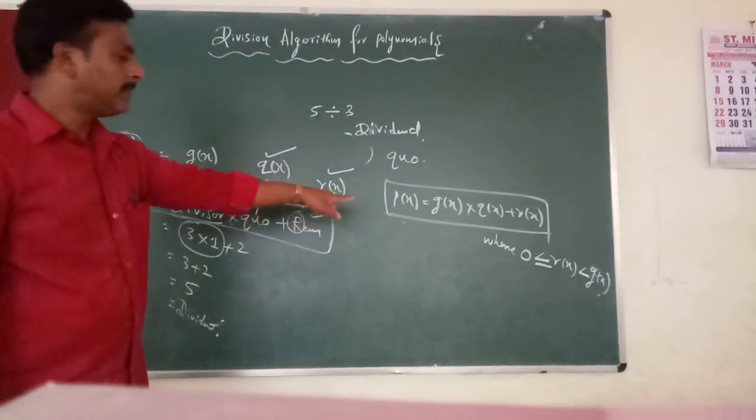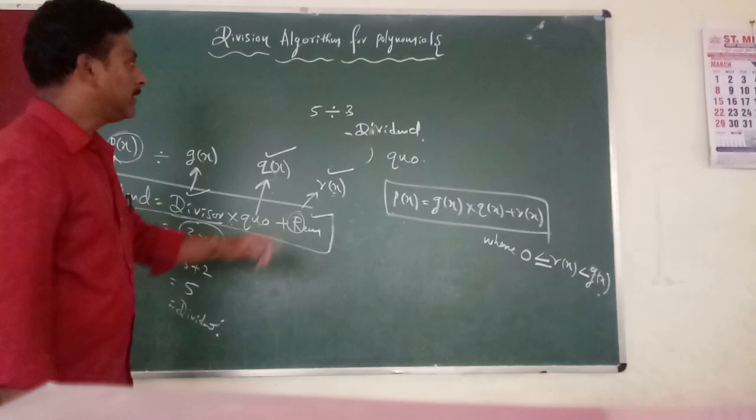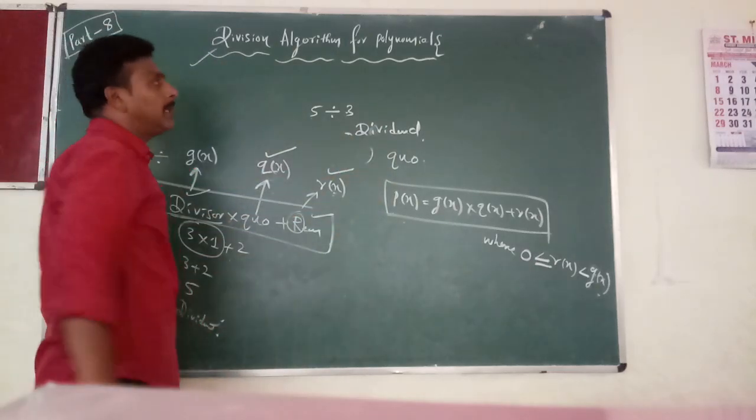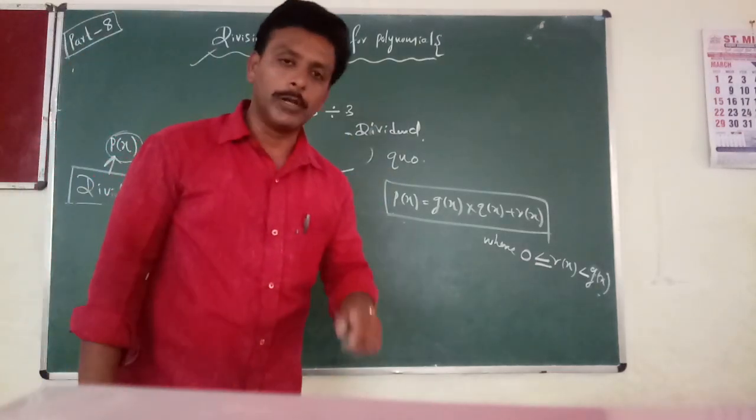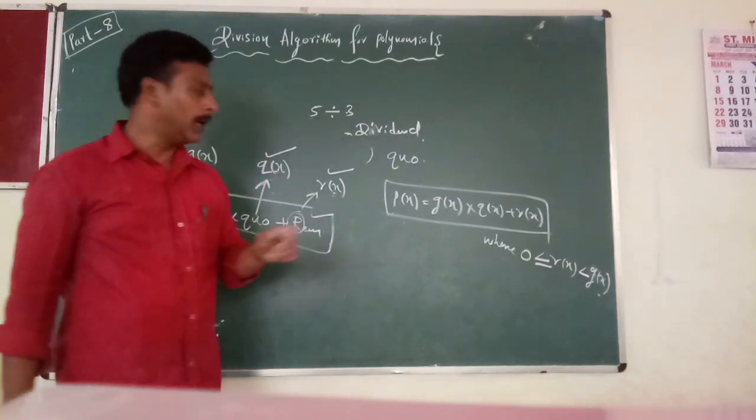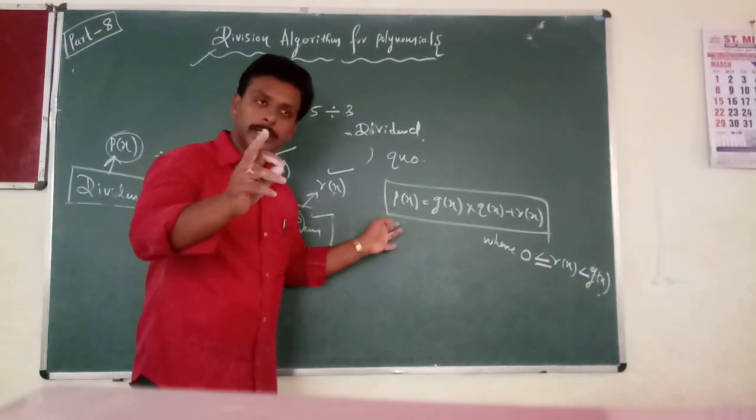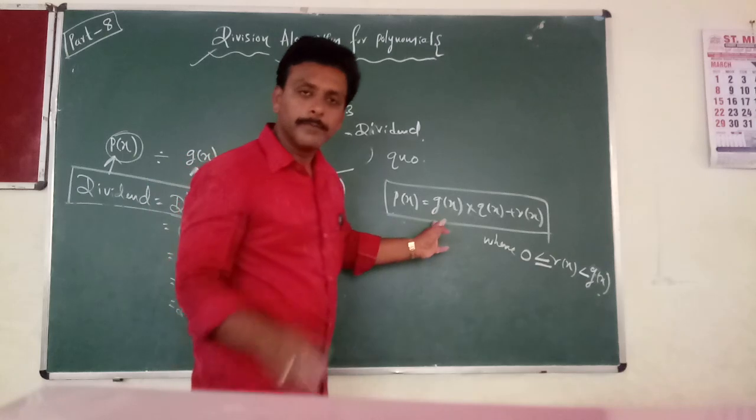So this relation that I wrote, this itself is called the division algorithm for polynomials. Am I correct? What is that formula? p of x means what? Dividend. g of x means what? Divisor.